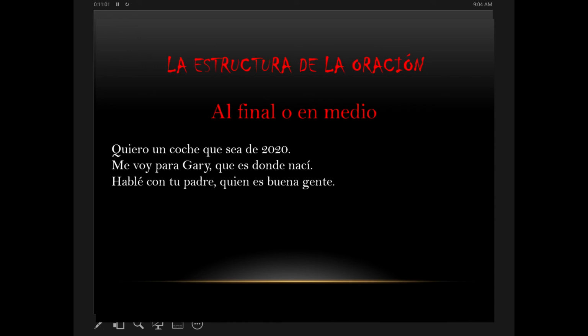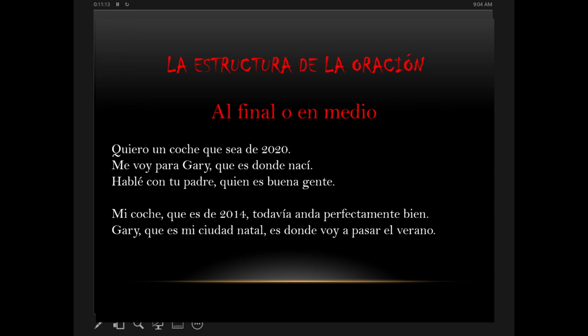Let's look at similar sentences where the pronoun and clause are nested. My car, which is from 2014, still runs perfectly well. Gary, which is my birth city, is where I'm going to spend the summer. And your dad, with whom I spoke yesterday, says that you should study more. So all three of these clauses are nested in the middle, and so if you need commas at all, and in these three cases you do, you use two commas.